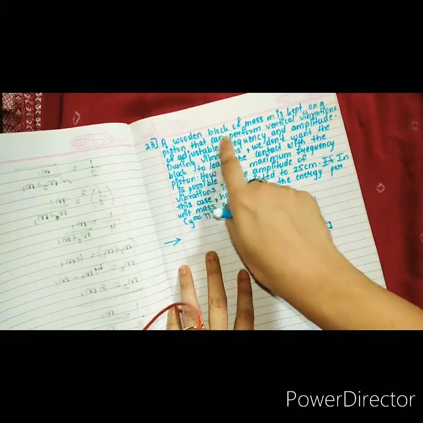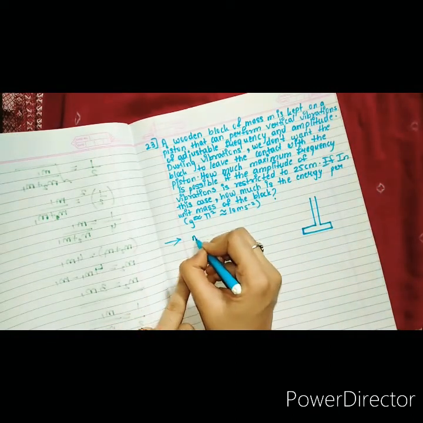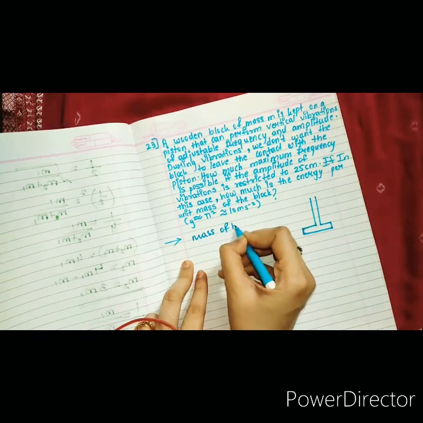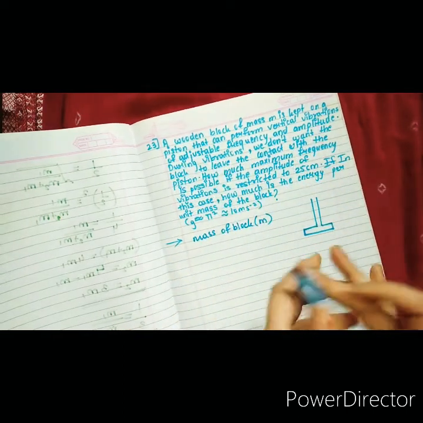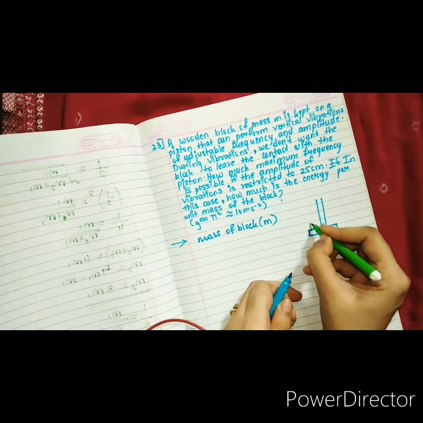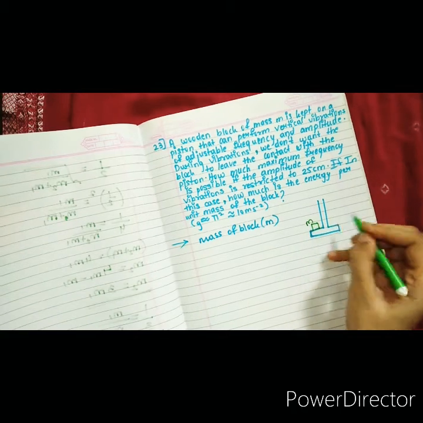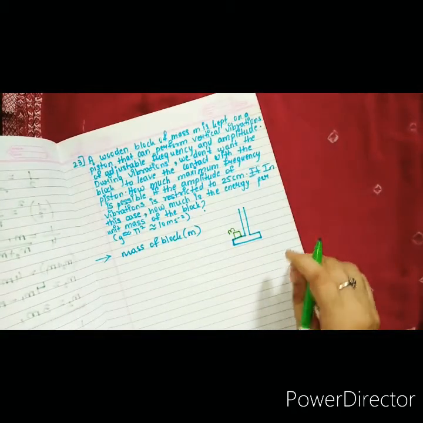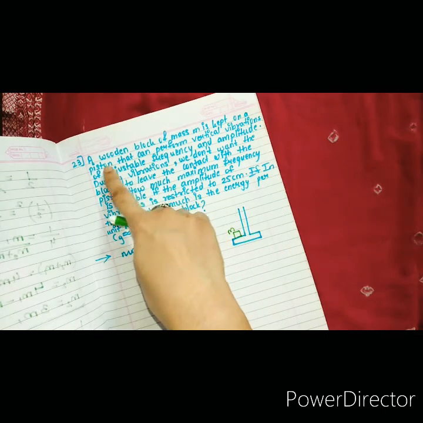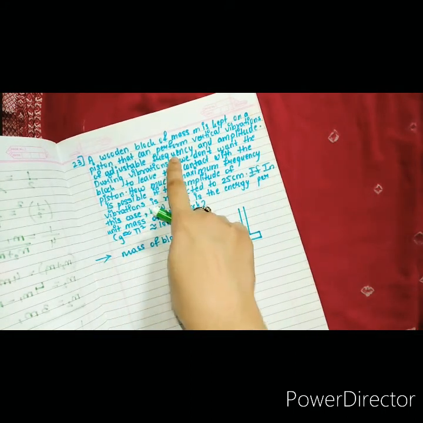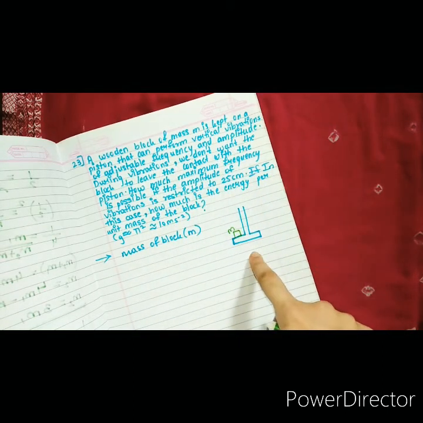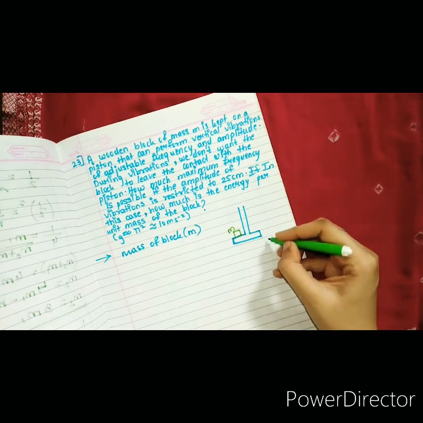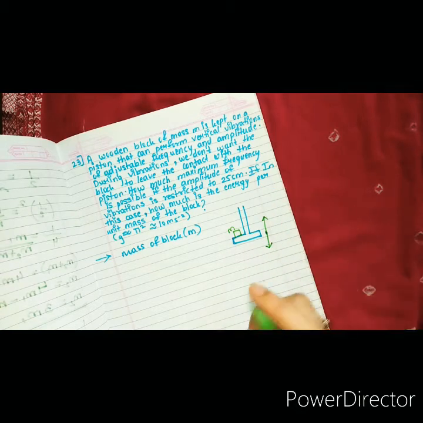Okay, now a wooden block of mass m. So here the mass of the block is given to us, that is m, and it is kept on a piston. This is the piston, and this is the wooden block of mass m which is kept on the piston. What is given is that the piston can perform vertical vibrations of adjustable frequency and amplitude. We can adjust the frequency and amplitude of this piston, which performs vertical vibrations. Means if this is the mean position, it will go upward and downward. So these are vertical vibrations.